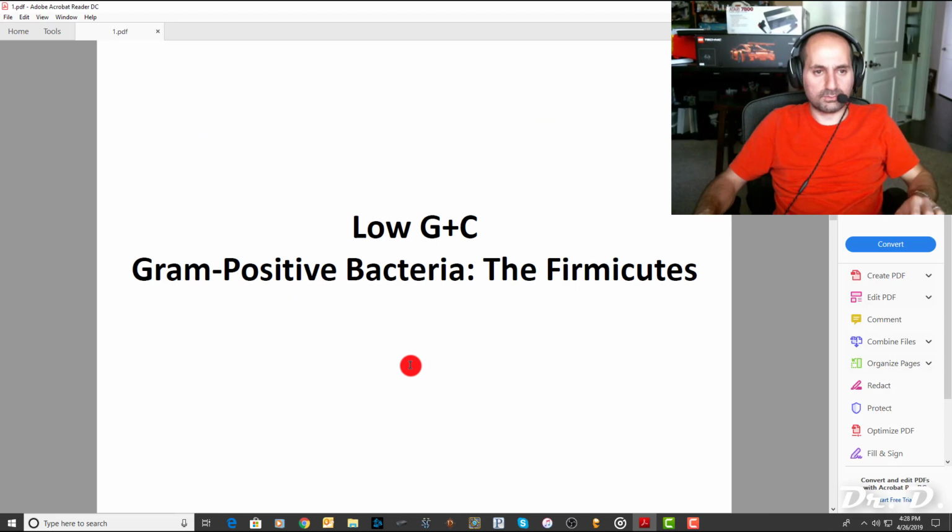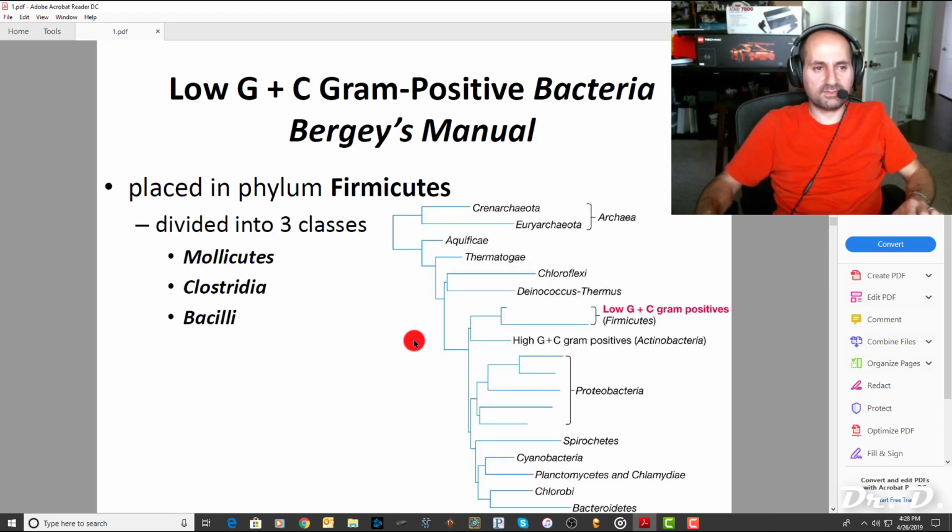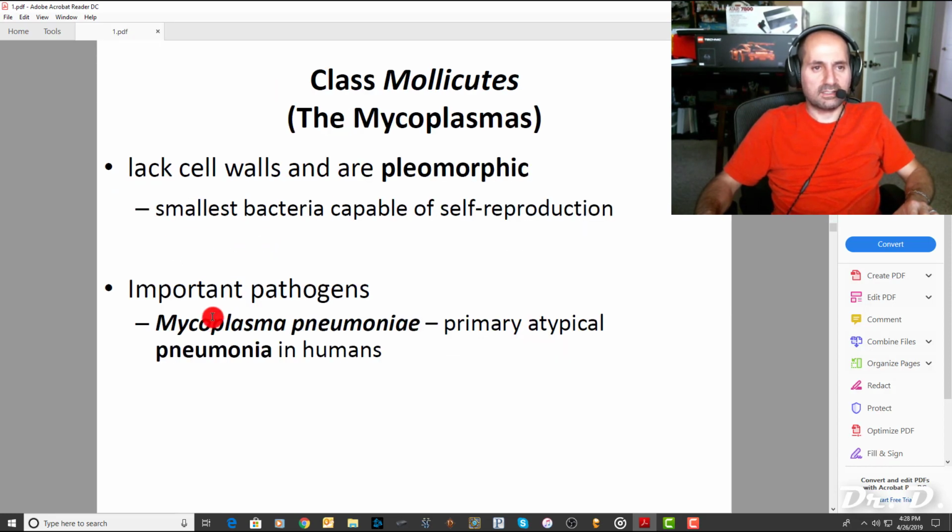That's what I want to know about those. Okay, moving on to the low GC gram-positive bacteria, the Firmicutes. I want to know they include the Mollicutes, the Clostridia, the Bacilli. Let's go through these. The Mycoplasmas, or the Mollicutes, what do you need to know about these?